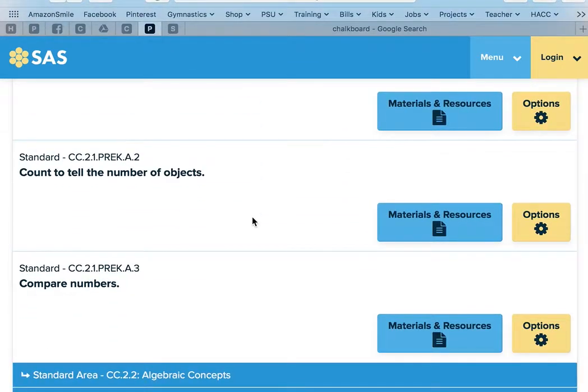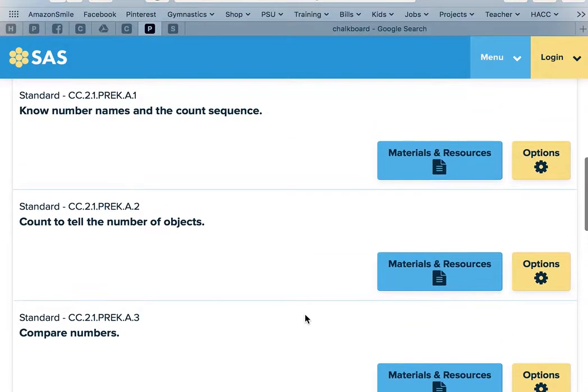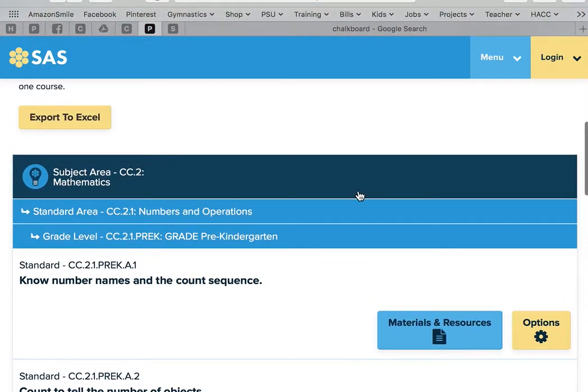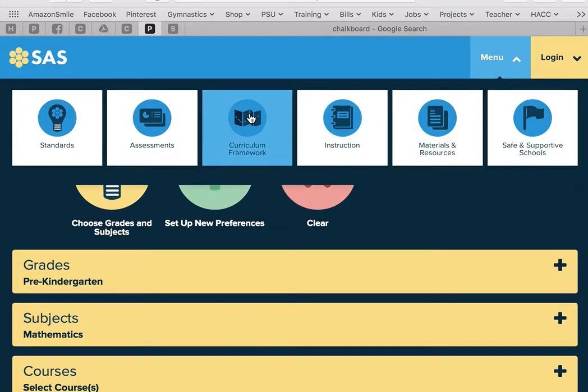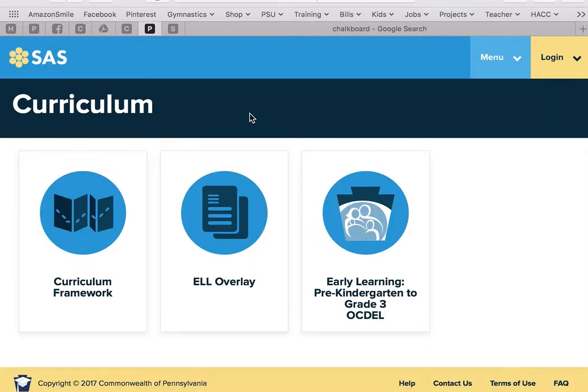Unfortunately, they have not linked this standard with the curriculum alignment where you find your competency. So you have to work backwards when you do this. I'm going to show you how to do that right now. You go up into menu and you select curriculum framework. Sometimes it's best to start with this and then move into the standard, and I'll show you why.